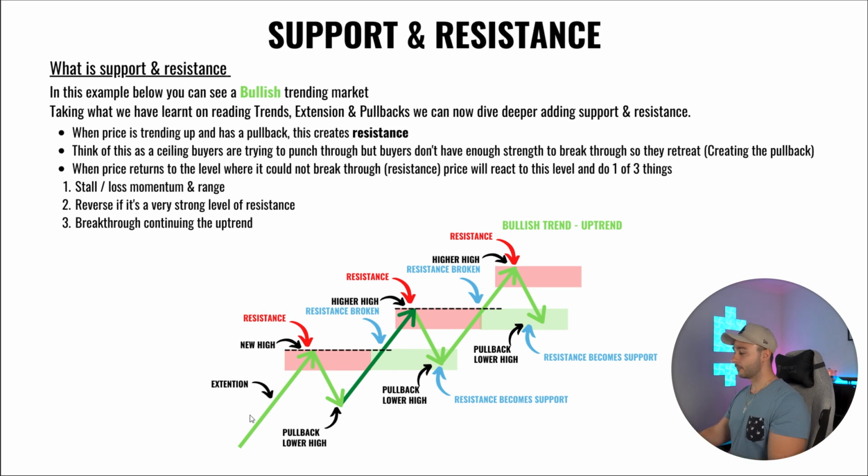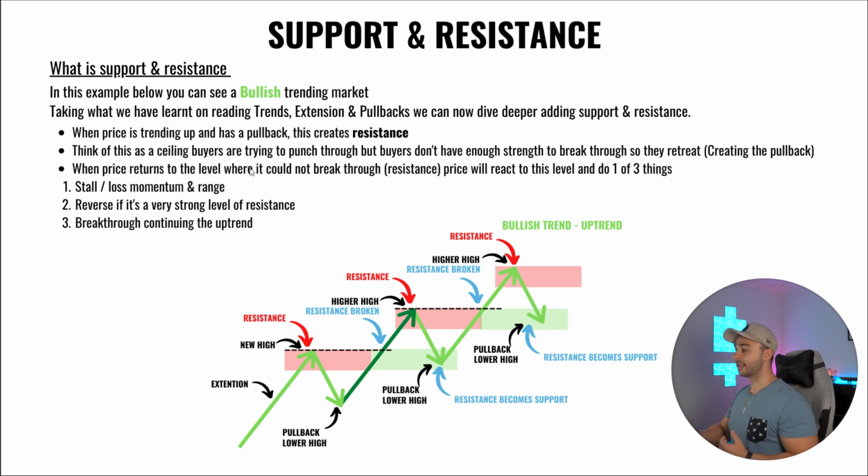You can see in this example, we have our extension, pullback, resistance becomes support. We break through it again, higher high, resistance broken, resistance becomes support. I've got a few examples. We're also going to do a kind of live market scenario where I'm going to take you through and we can read the trends to really paint the bigger picture of what's happening.